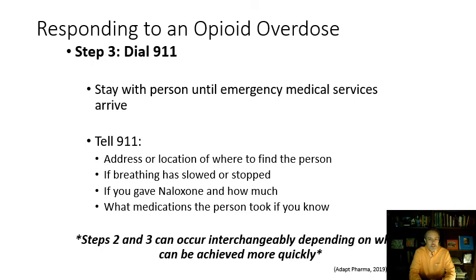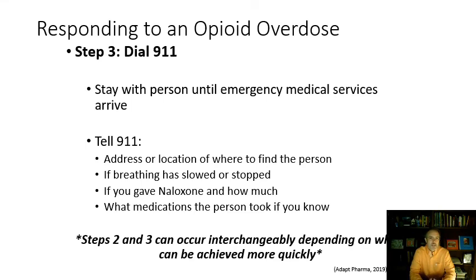Steps 2 and 3 can occur interchangeably depending on which can be achieved more quickly, but you should administer the Narcan as soon as possible and then typically dial 911. You can put the 911 operator on speakerphone and just listen to their instructions, but don't delay the administration of the naloxone or Narcan, because if it's an opioid-induced respiratory depression, remember, naloxone is the only drug that can reverse that.